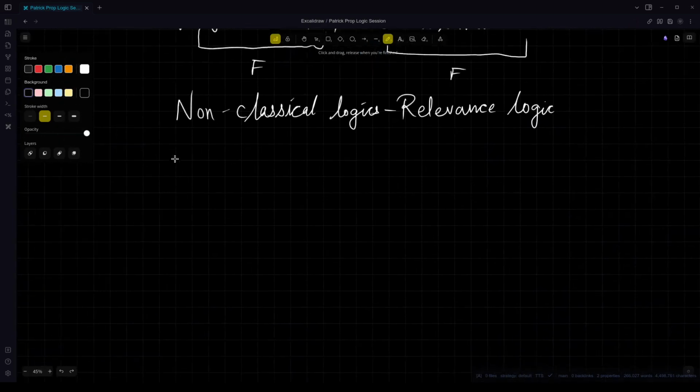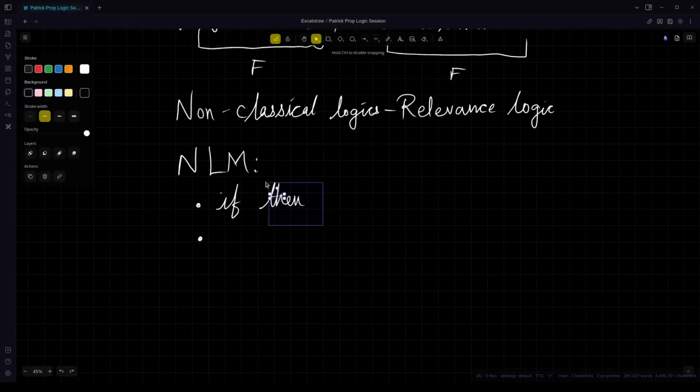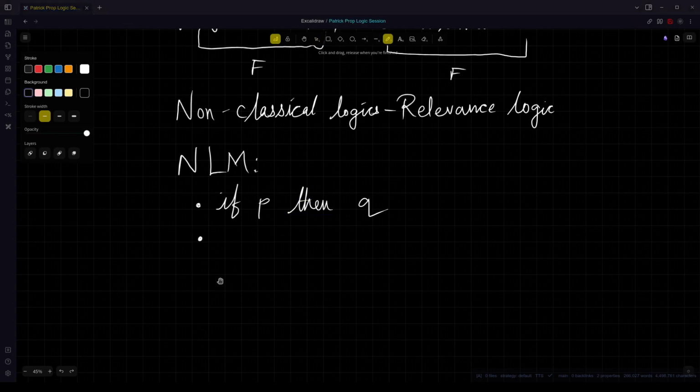So let's talk about some NLMs. I'll just write NLM. Okay, what do you think are the NLMs for the conditional? The natural language motives: if then. So I'll write this a little bit more expressively. It has to be if P then Q. Okay. Then what else do you think? Perhaps when P, subsequently Q. Okay.